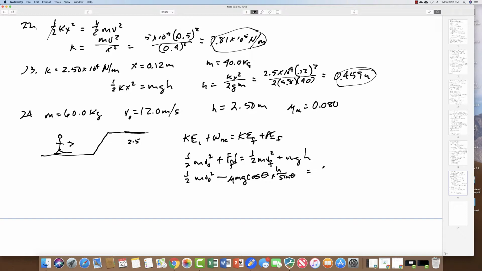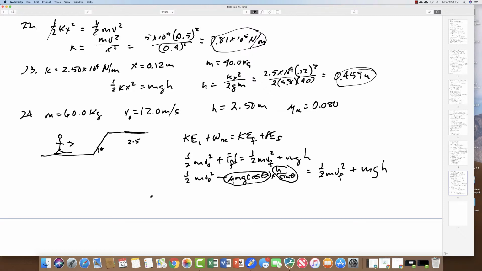And that's going to equal, in other words, this is the calculation of the friction force. This cosine theta corrects the downward force to the fact that this is on an angle, theta. This is the friction force here, and this is the distance that friction force has to be applied. And that has to equal 1/2 mvf squared plus mgh.